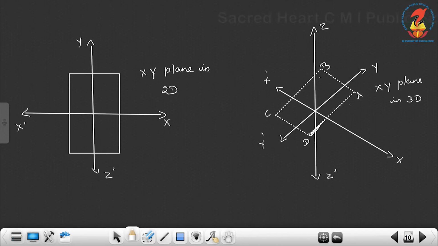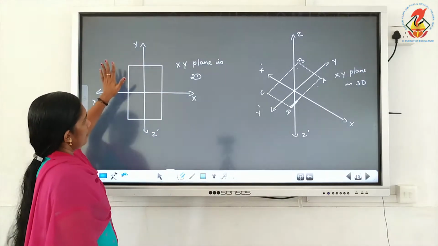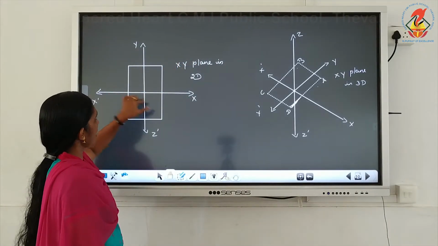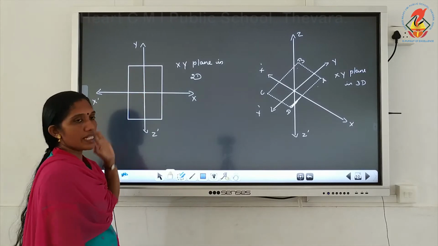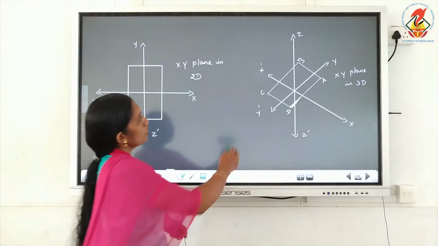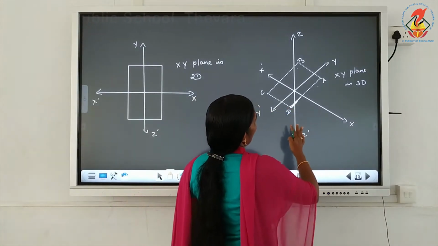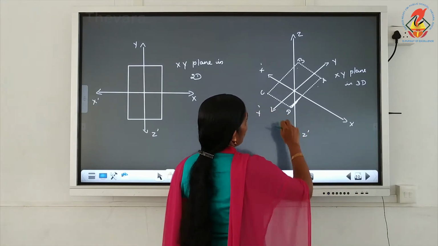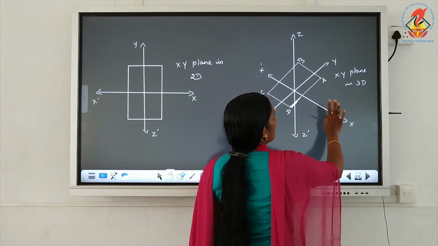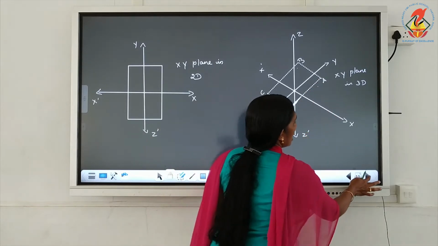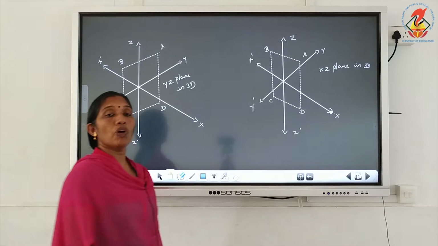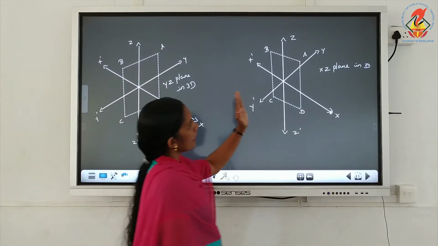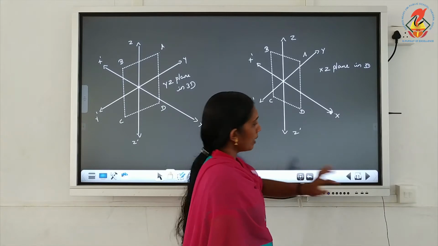So look here. This is normally the xy plane. This is 2D. In the xy plane we have the x-axis and y-axis. Now look at this figure. Here we have not only the x and y axis, but the z axis also, and this is the xy plane in 3D. Other than the xy plane we have the yz and xz planes. This is the yz plane and this is the xz plane.